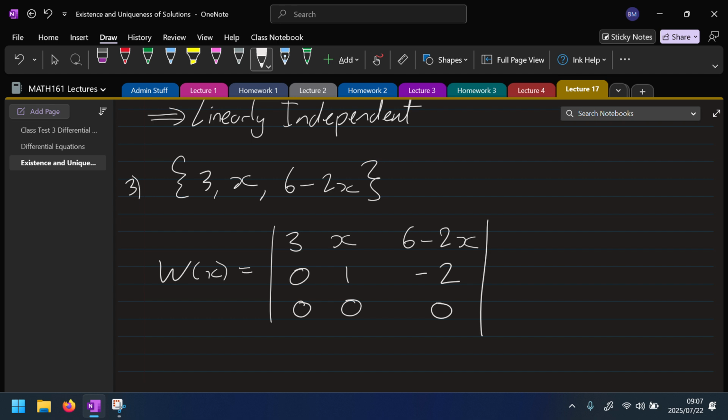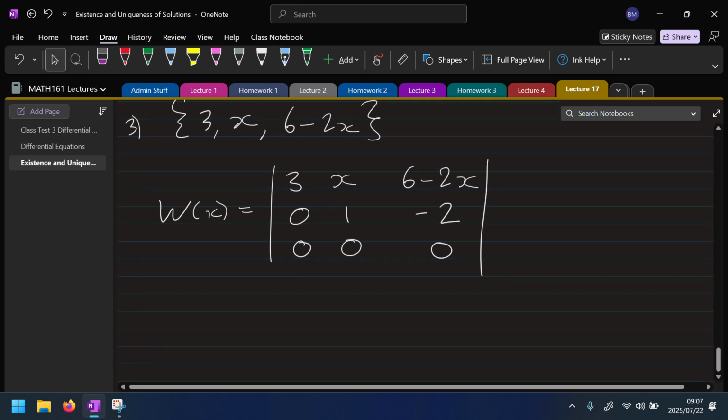Now here you can use your determinant tricks. We have a row of just zeros, so the determinant is 0. So we actually don't need to do anything further. We can just say straight it's 0. But if you want to do it the long way, that's fine as well. Okay, but we end up with 0.